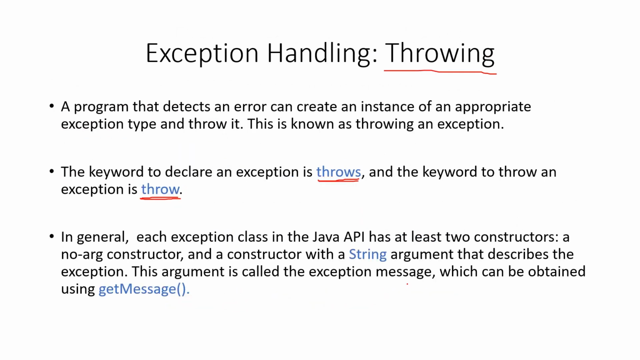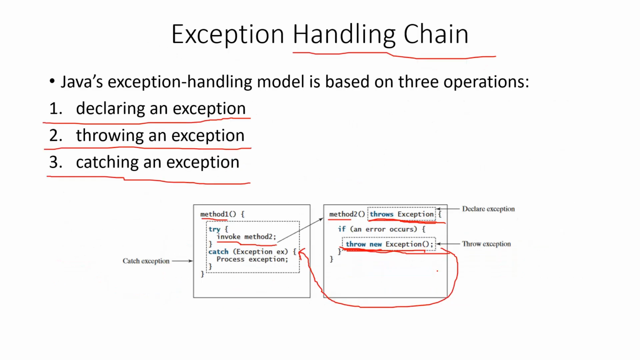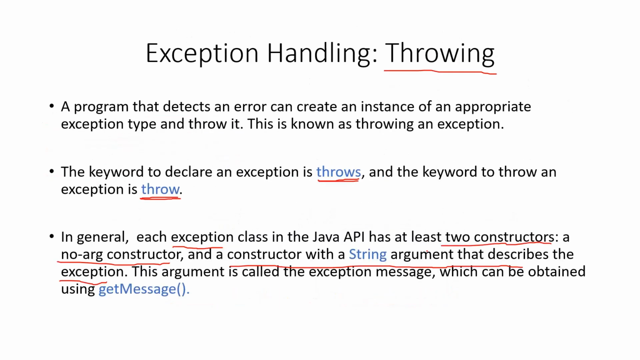In Java, when we use some constructor of the exception, usually that exception has at least two constructors. The first one is a no-argument constructor, and the second is a constructor with a string argument that describes that exception. So, for example, here we threw new exception, and we didn't write anything, so it uses the no-argument constructor. But if we write some string message, then we call the constructor with a string parameter. And if we want to print that message, we would use getMessage.